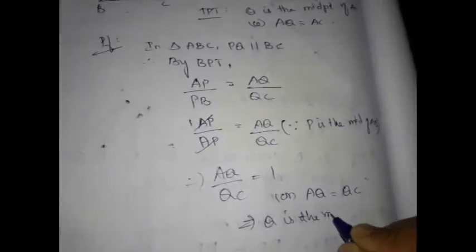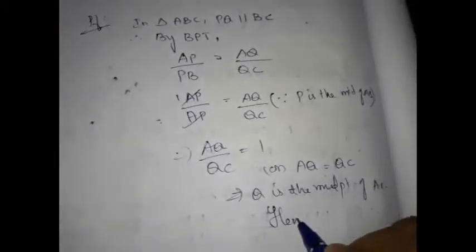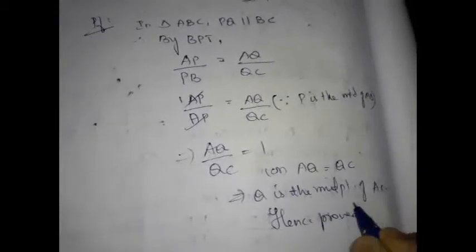So, this implies Q is the midpoint of AC. Hence, we proved what we needed to prove. Yes, it's a very easy proof which follows directly from BPT. Now, let us see how we can solve the next problem.